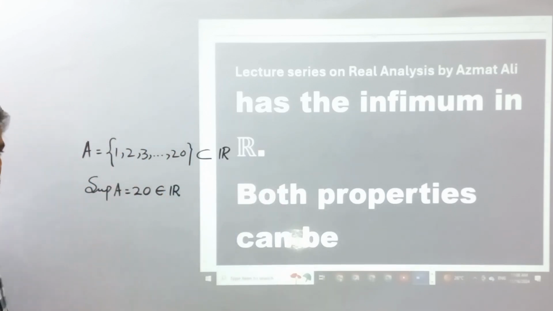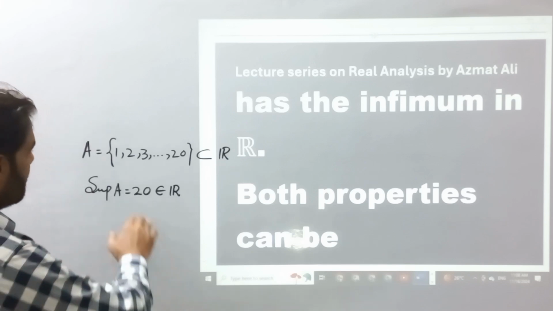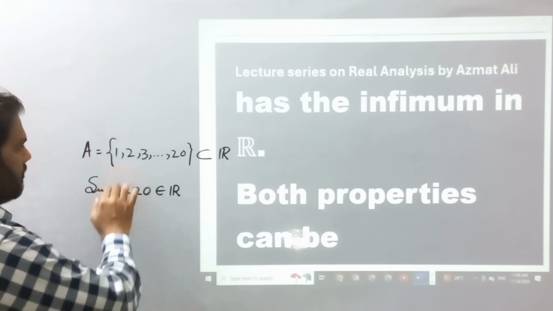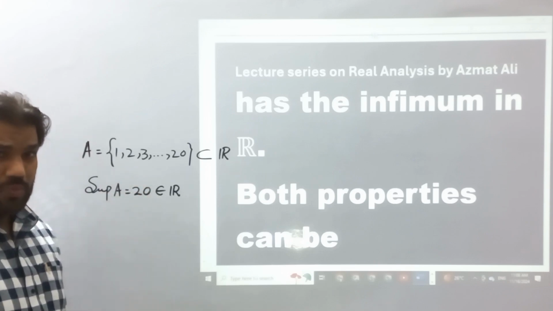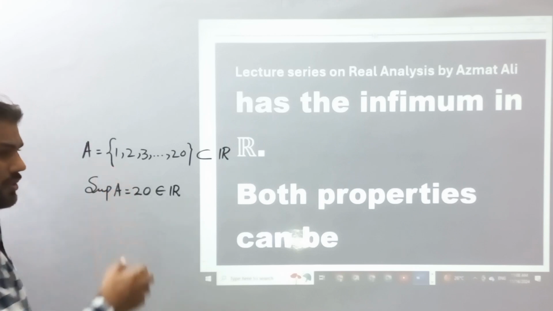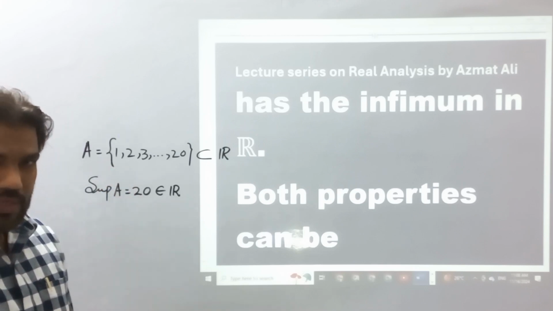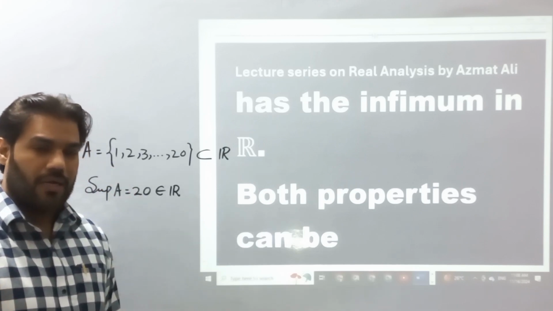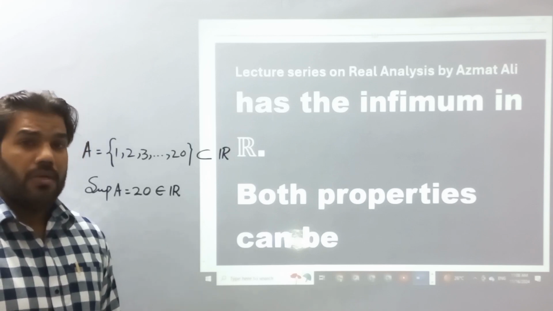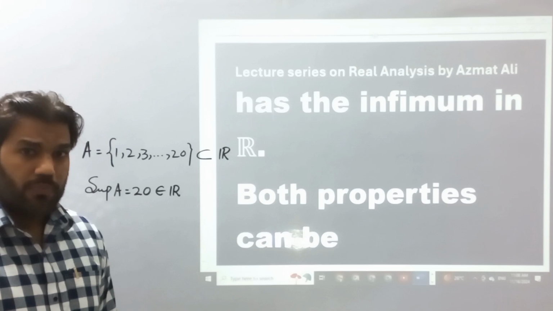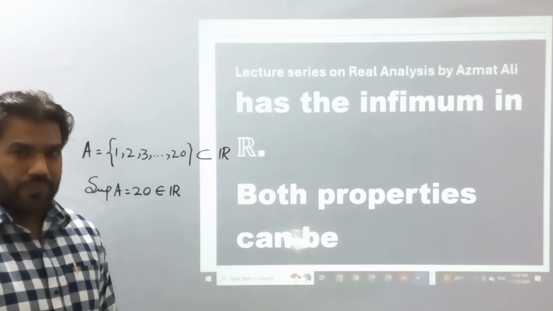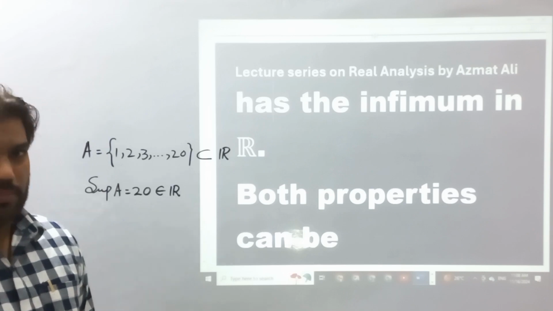Again, from this example, we can see that this set A is bounded below because every real number that is less than or equal to 1 is a lower bound of A. For example, 1 and all the real numbers which are less than 1 are lower bounds of A, like 0.5, 0.25, 0.80, and minus 100. So this set A is bounded below.